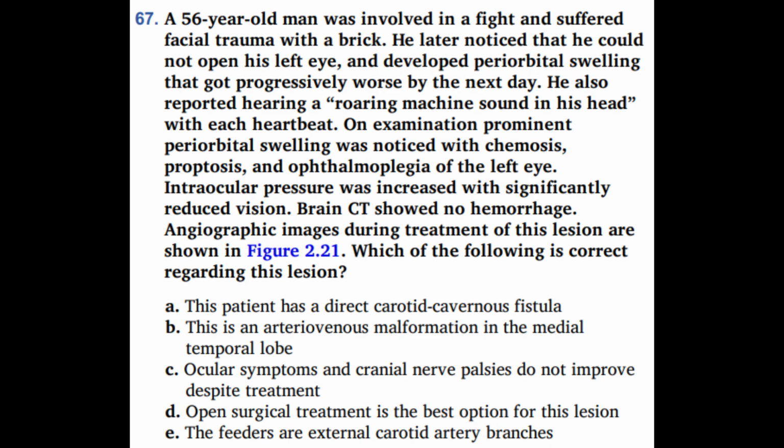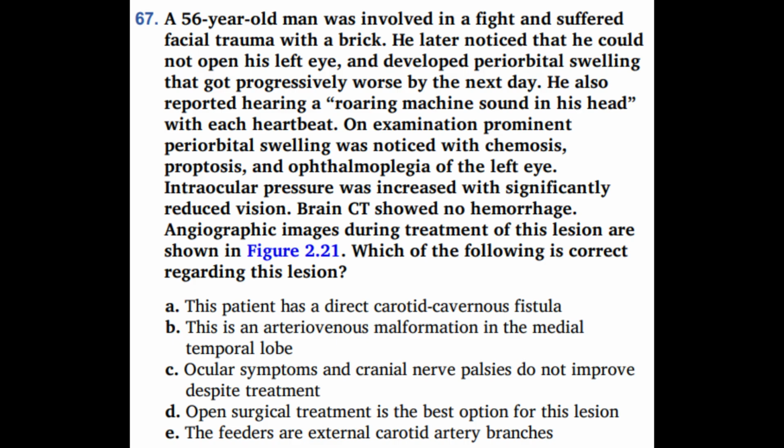Question 67. A 56-year-old man was involved in a fight and suffered facial trauma with a break. He later noticed that he could not open his left eye and developed periorbital swelling that progressively worsened by the next day. He also reported hearing a roaring machine sound in his head with each heartbeat. On examination, prominent periorbital swelling was noticed with chemosis, proptosis, and ophthalmoplegia of the left eye. Intraocular pressure was increased with significantly reduced vision. Brain CT showed no hemorrhage. Angiographic images during treatment of this lesion are shown in figure 2.21. Let us take a look at it.